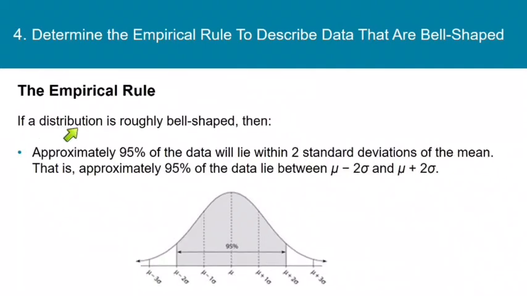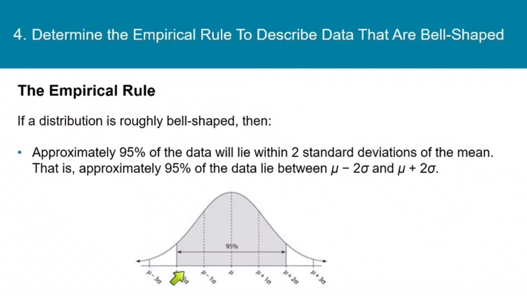And then the second part says that if a distribution is roughly bell-shaped, then approximately 95% of the data will lie within 2 standard deviations of the mean. That is, approximately 95% lie between mu minus 2 sigma and mu plus 2 sigma. So again, remember that at the inflection point, we have the mu plus 1 sigma mark. If you go out that far again, you'll hit the mu plus 2 sigma mark.